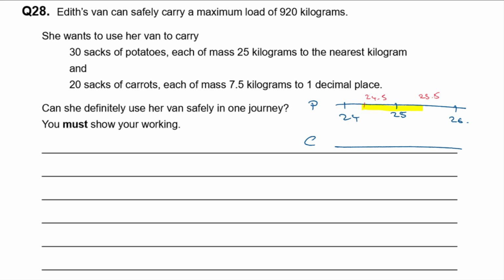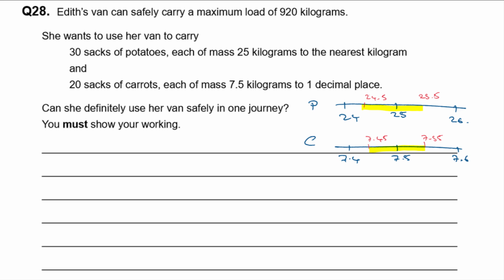And for carrots, 7.5 kilograms to 1 decimal place. So 1 decimal place more than 7.5 is 7.6, and 1 decimal place less than 7.5 is 7.4. So what rounds to 7.5? Halfway between those or closer. So it's going to be 7.45 up to 7.55 for those.